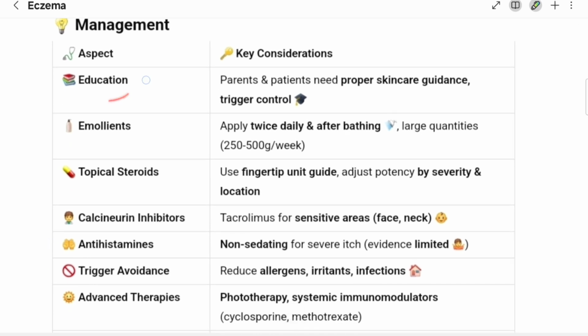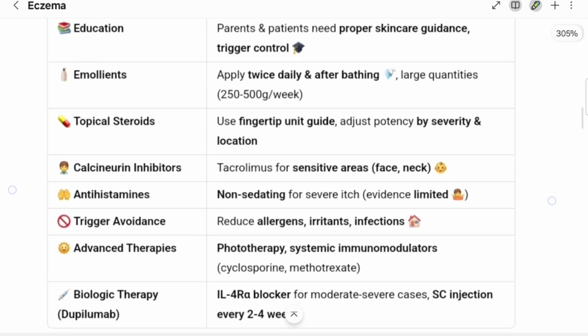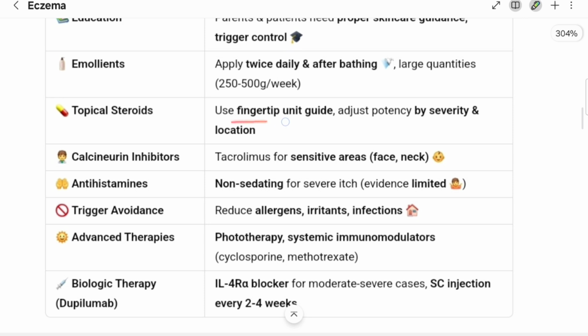At first, education. Parents and patients need proper skincare guidance and trigger control. We have to control the trigger, we have to control the allergens, we have to take the proper skincare, we have to keep moisture of the skin. Emollients to keep moisture. Apply twice daily and after bathing, that is BD. Large quantities, 250 to 500 gram per week. We have to use topical steroids, use fingertip unit guide, adjust potency by severity and location.